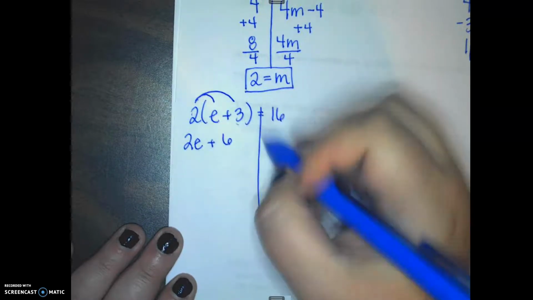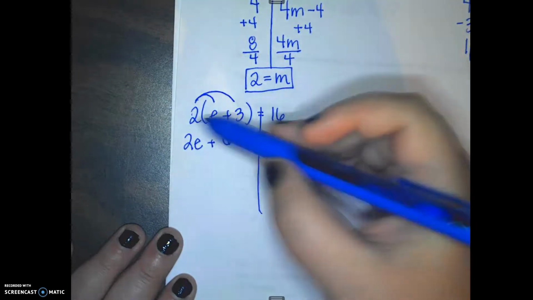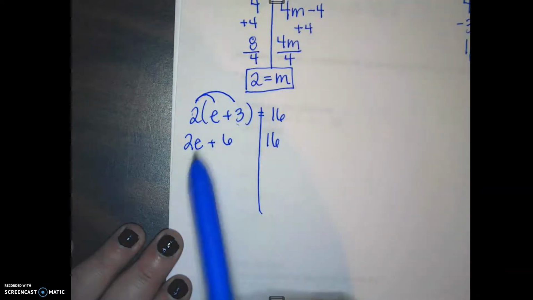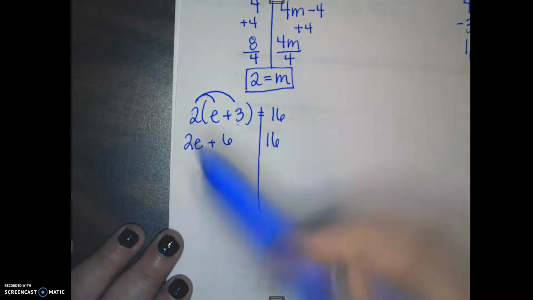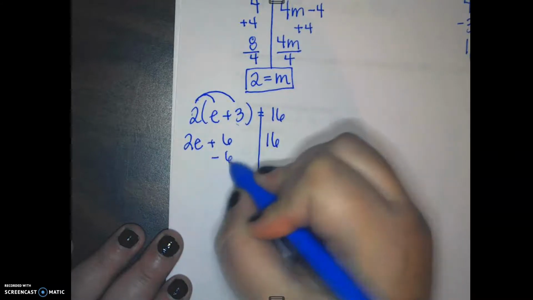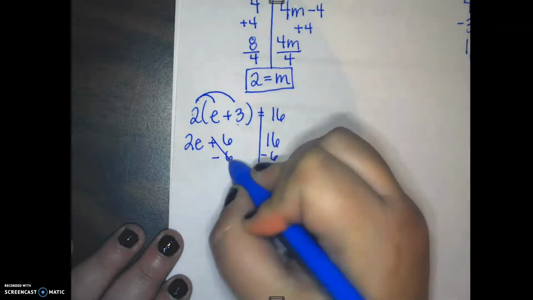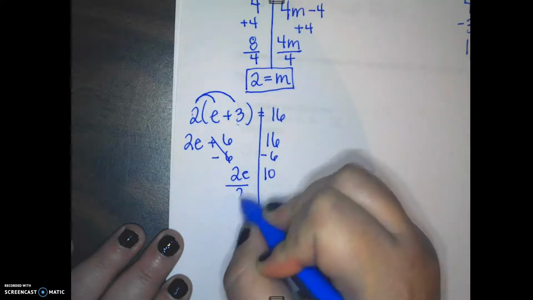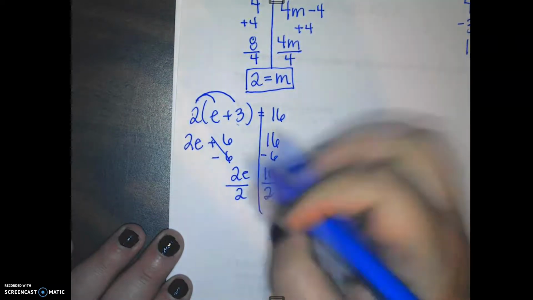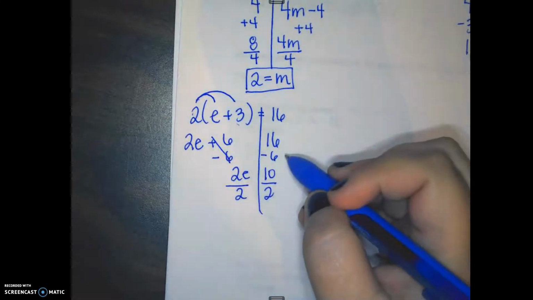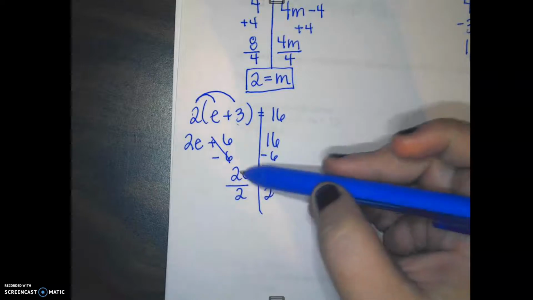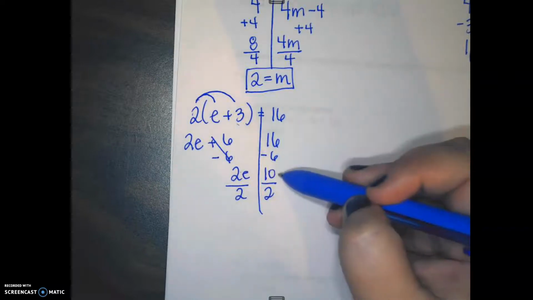If you don't remember how to do that, it's called distributing. And it's on page 13 of your journal. Now, do I have multiple e's? No. So I'm just going to solve like normal. Subtracted 6 from both sides. Giving me 2e equals 10.